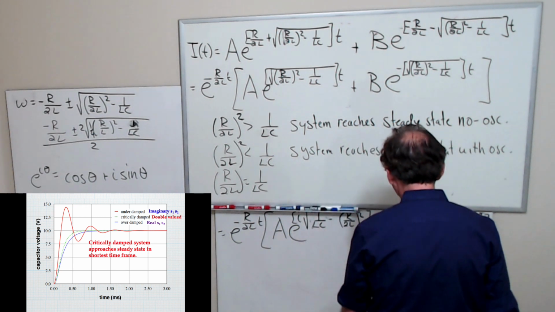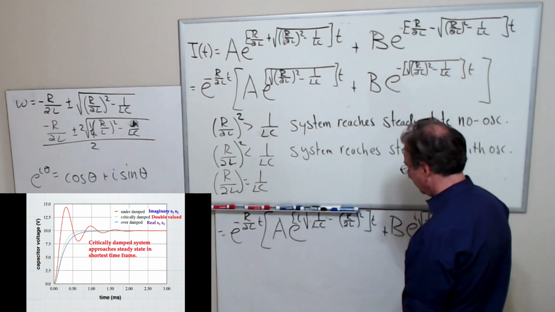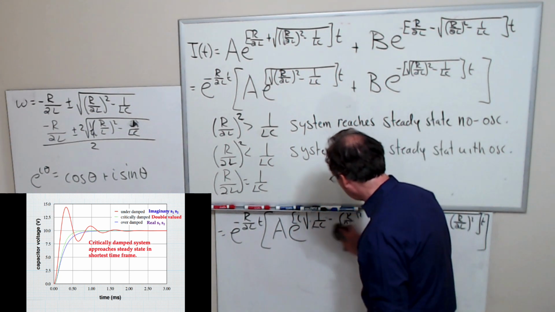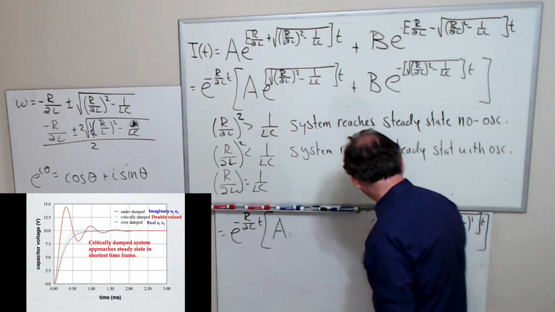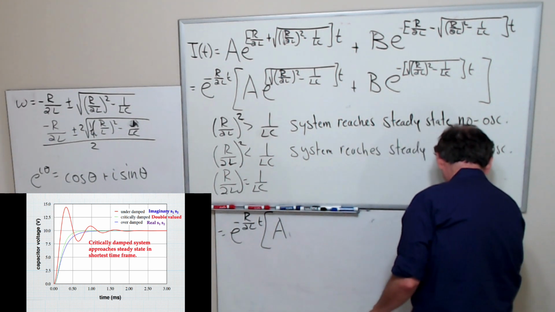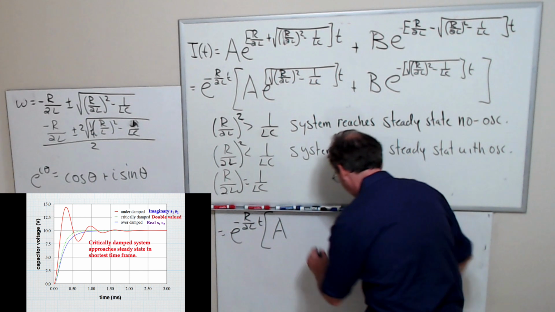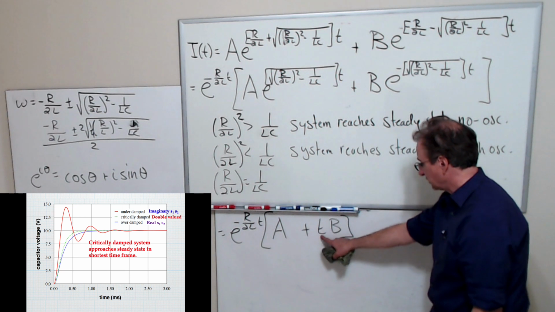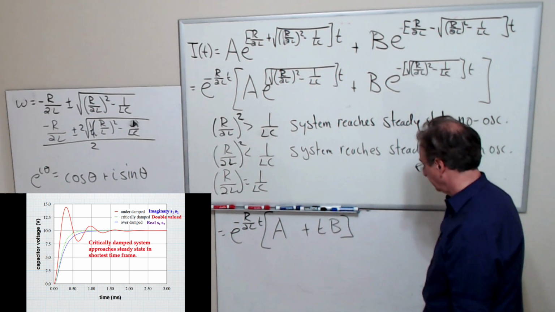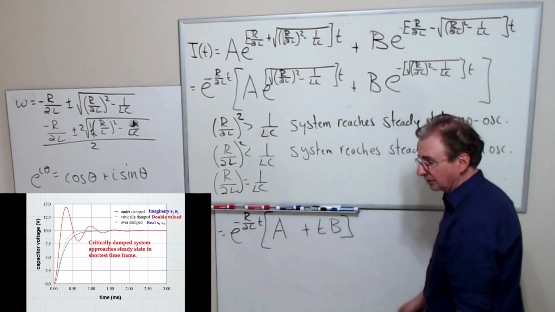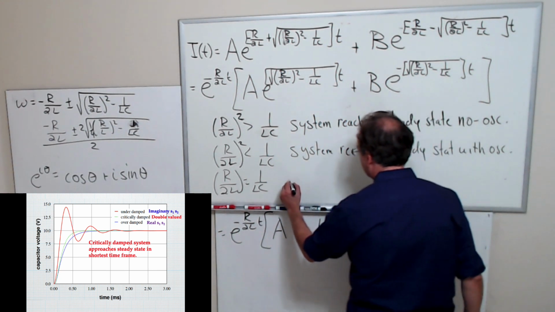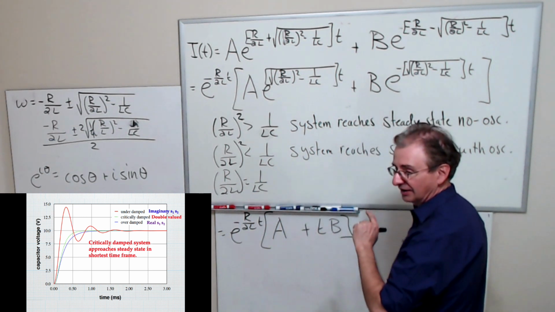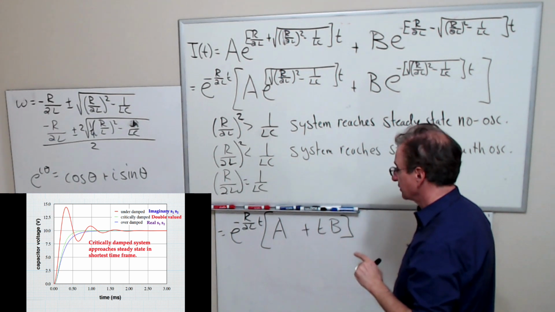And what you'll learn in DE is that there's a technique, and I'm not going to go through the technique. You can show that the second solution, I forget the name of the technique, is basically exponential multiplied by t. I'm showing you without proof. But in this case, this is called critically damped. And so the system approaches steady state in the shortest time.